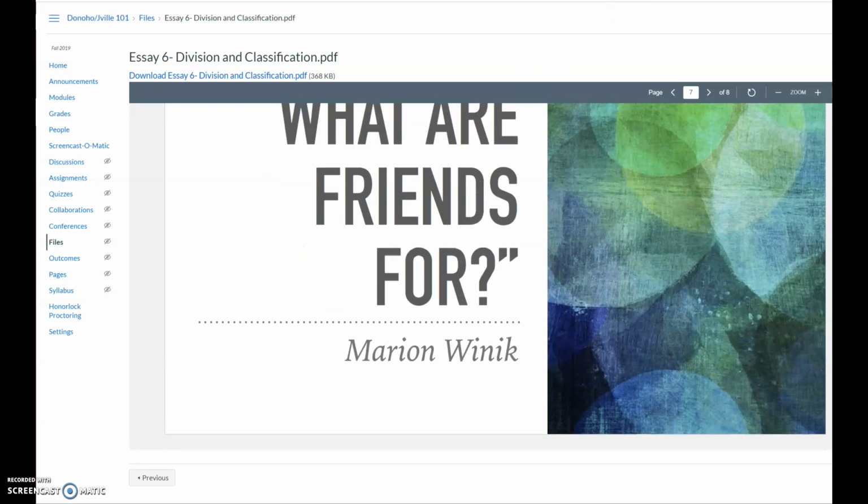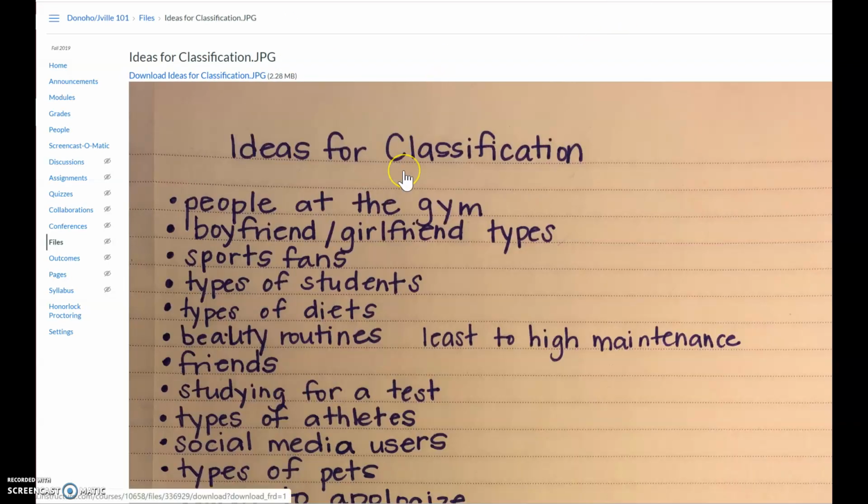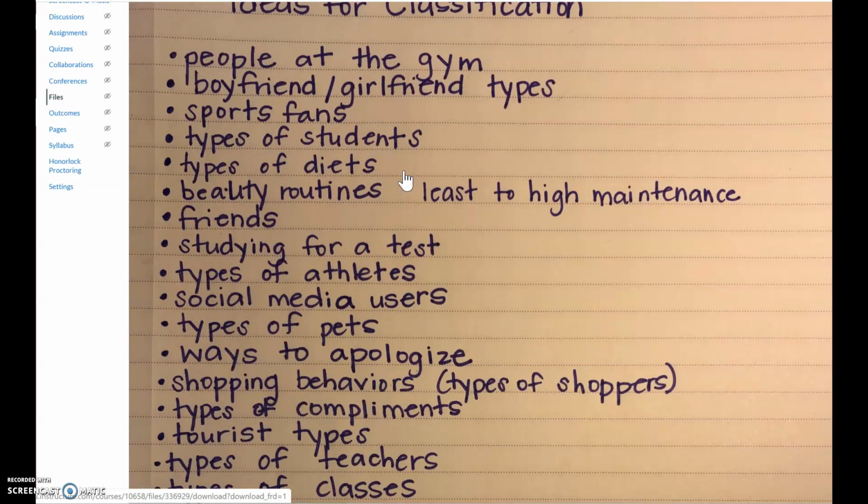So let's look at a list of possible ideas for classification or division. I just wanted to explain a couple of them. And you don't have to choose something off this list. It's just to give you an idea of some things that would make a good classification or division paper. So I wanted to start with people at the gym.